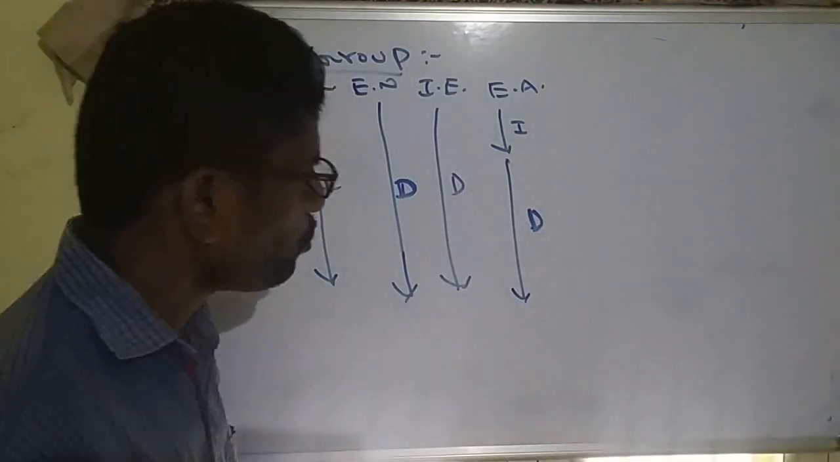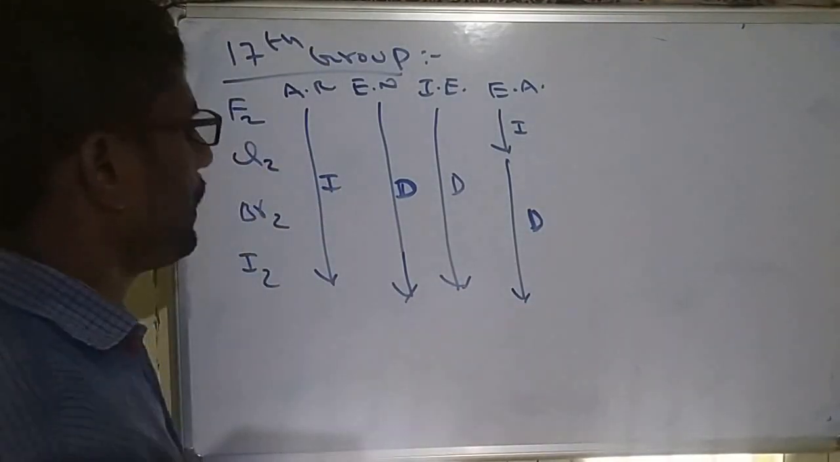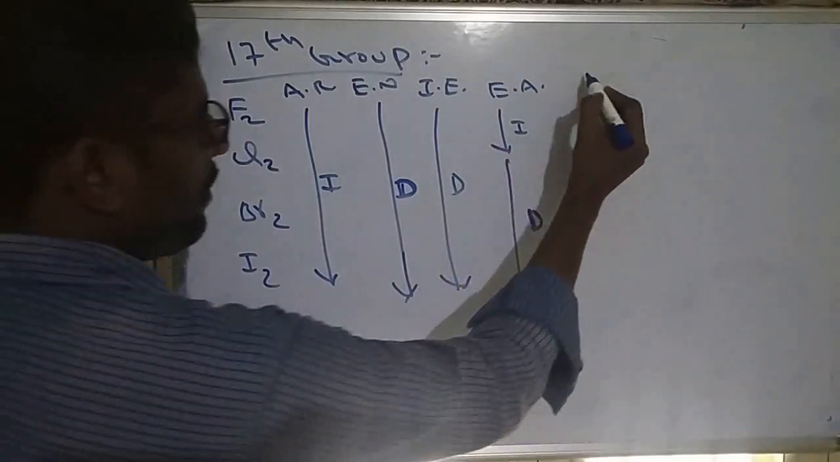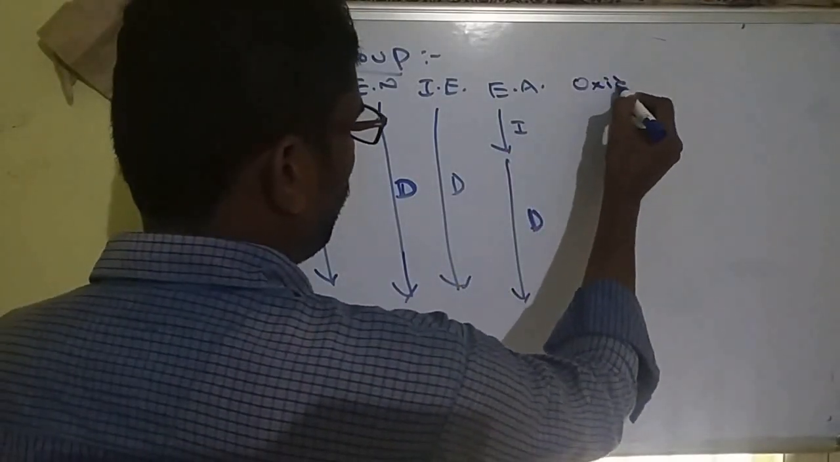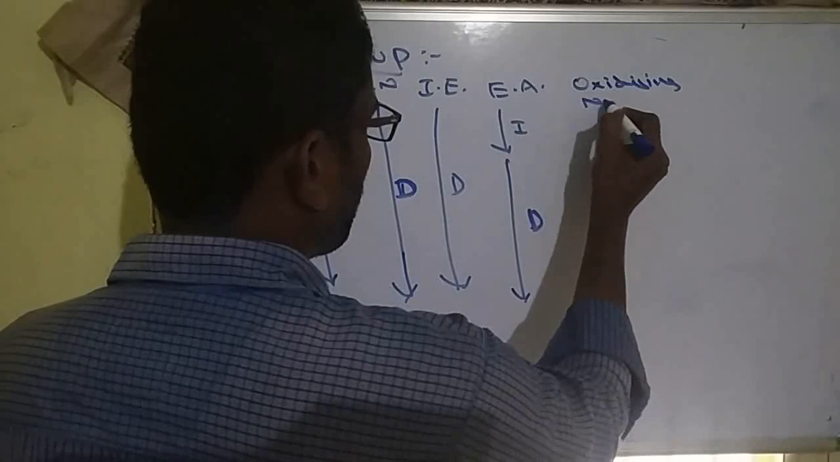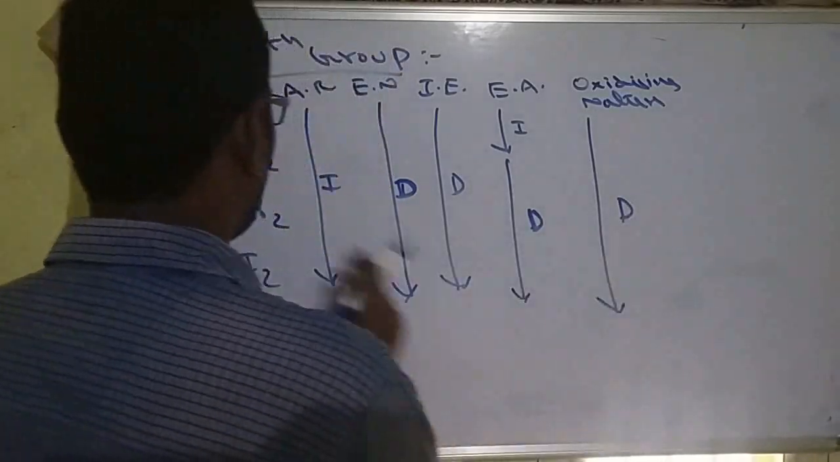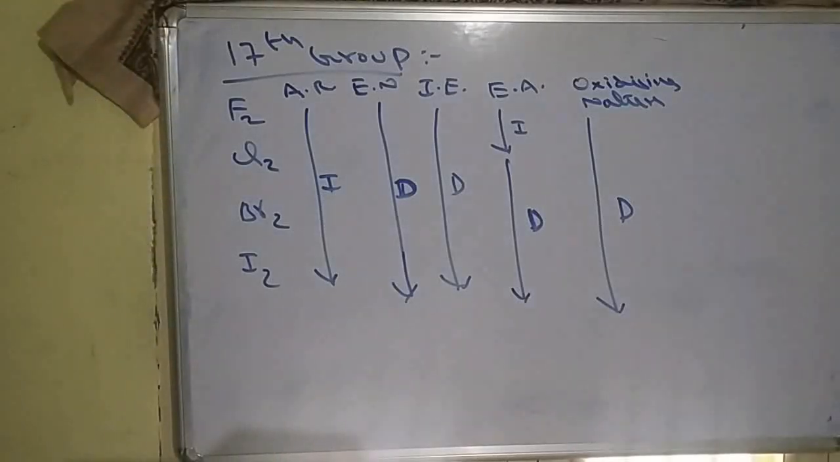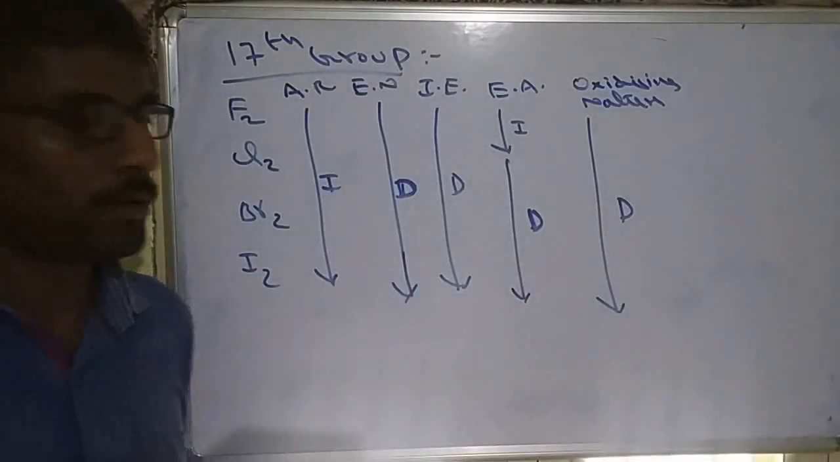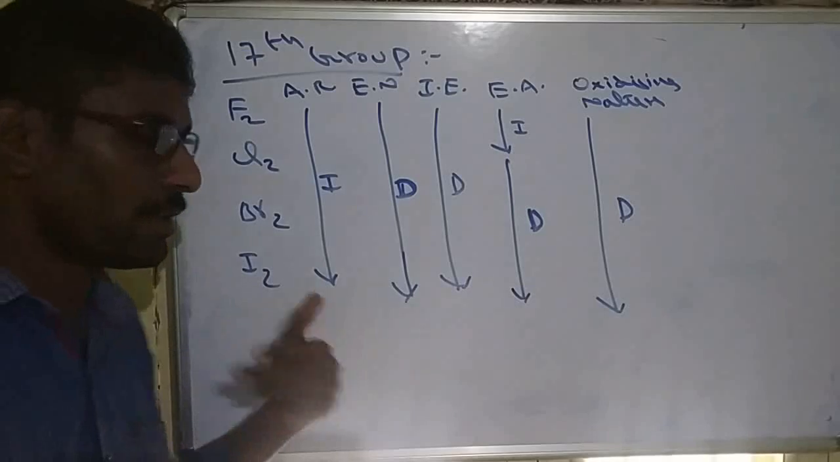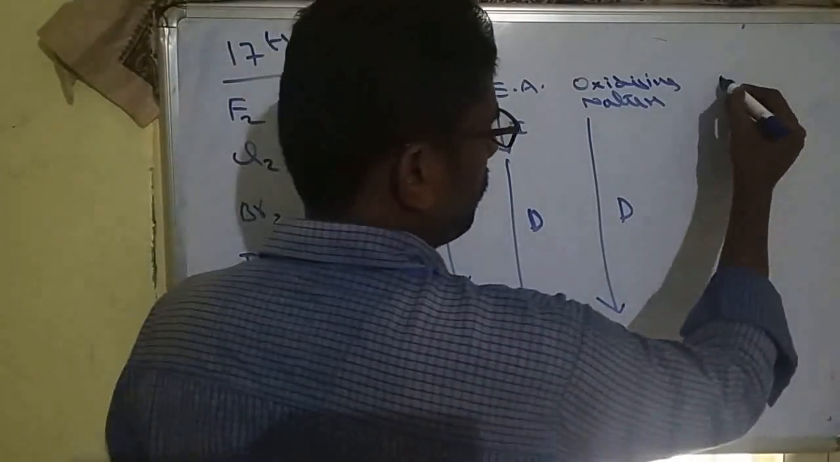Now, going to other important properties, sometimes they will ask about oxidizing nature. Top to bottom it decreases. Chlorine is a strong oxidizing agent. It can oxidize any molecule. So chlorine is strongly oxidizing, iodine is weakly oxidizing.